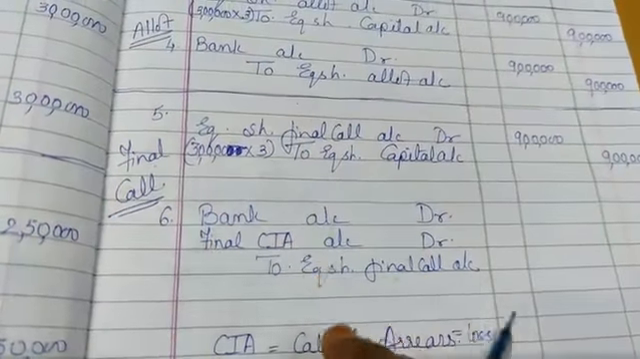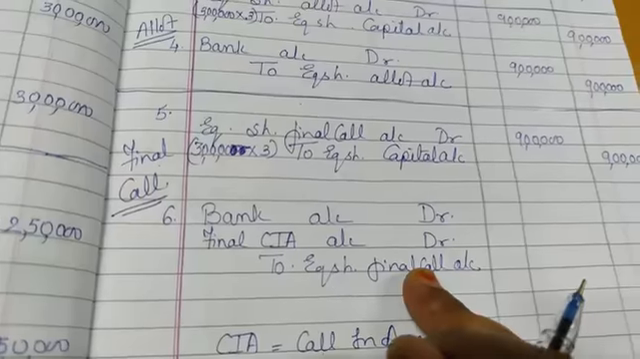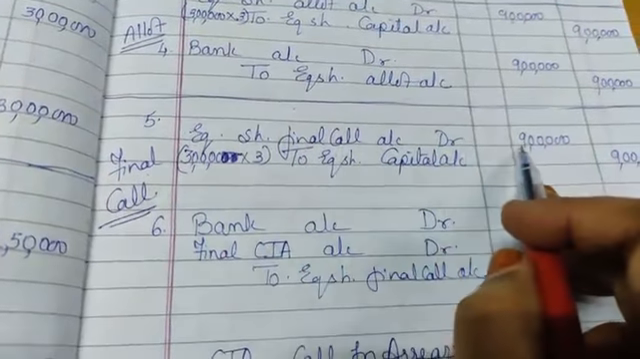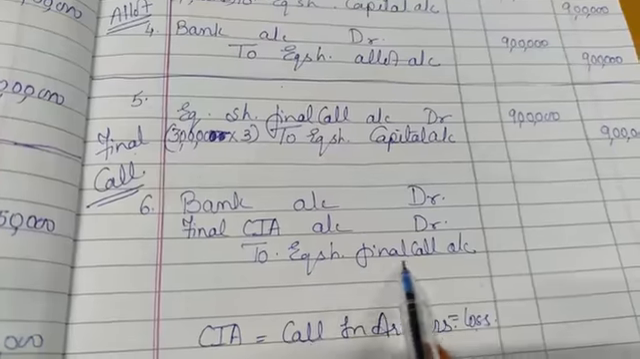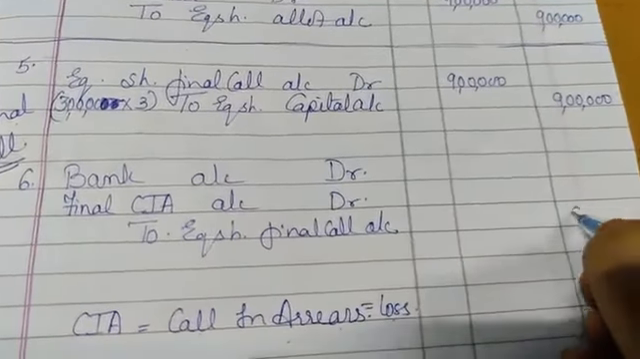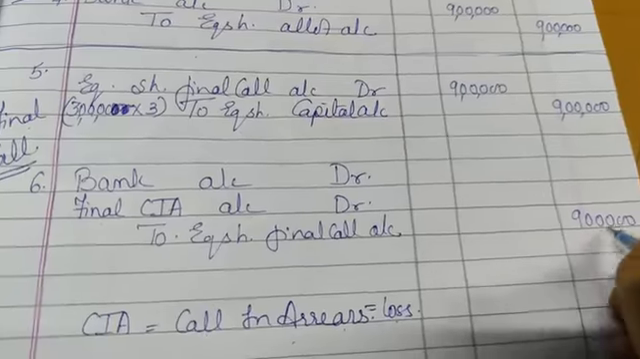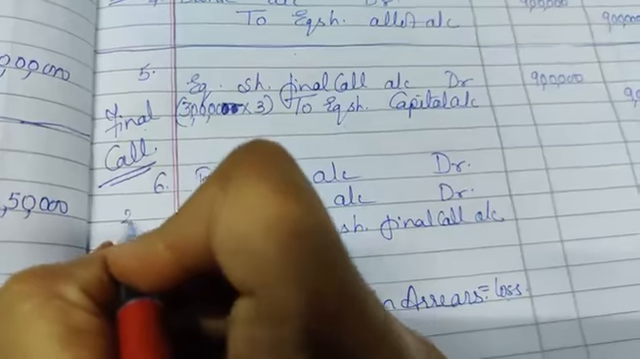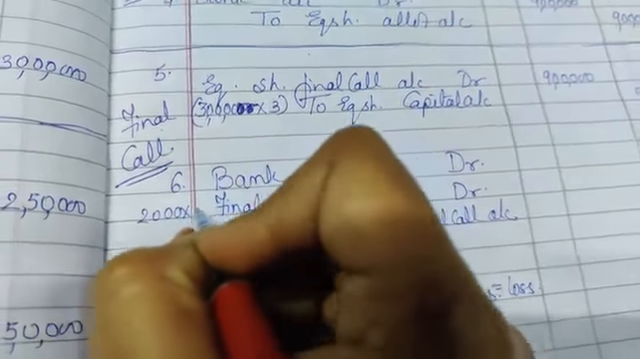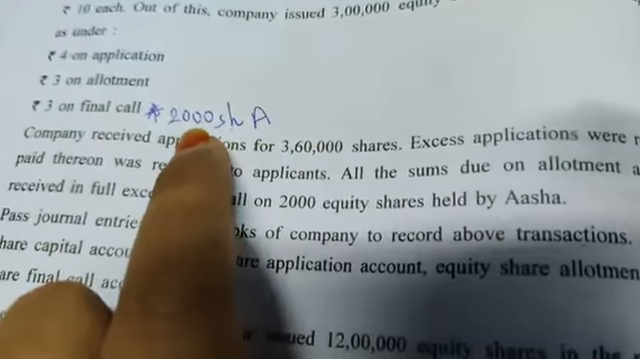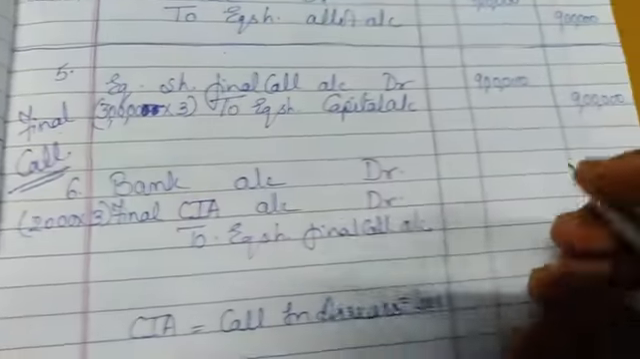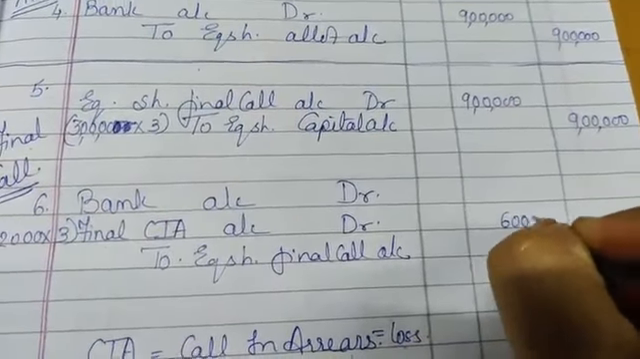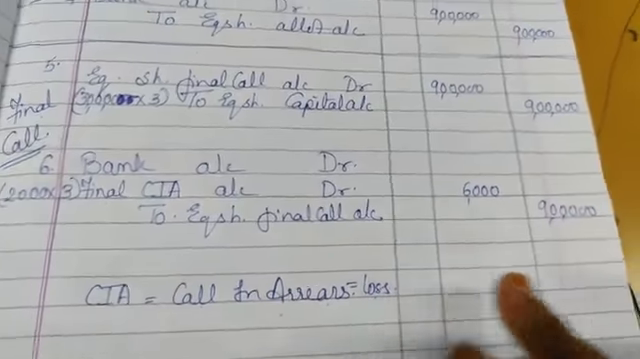See here there are 2 items on debit side, and credit side only single item. So see equity share final call, how much are you having? 9 lakh. So here also equity share final call, how much will it go? Here 9 lakh. Fine. Now first write down the amount for this CIA, that is 2000 shares for Asha, and the amount is 3 rupees for final call. So 2 3s are 6000.